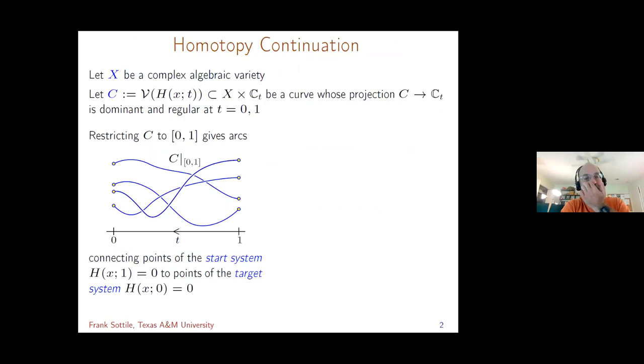I'll say it's regular at t equals 0 and 1. Restricting the curve to the interval [0,1] in the complex numbers gives a collection of arcs that lie in the curve and above [0,1]. They connect points of the start system, which are the things you see on your right, to the target system, which are the solutions you see on the left, the set of polynomials evaluated at 1 or 0.